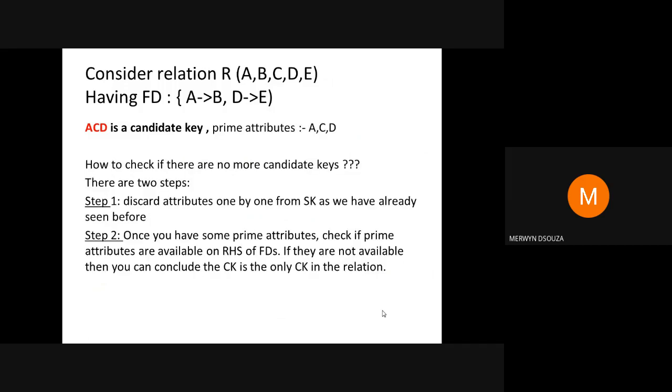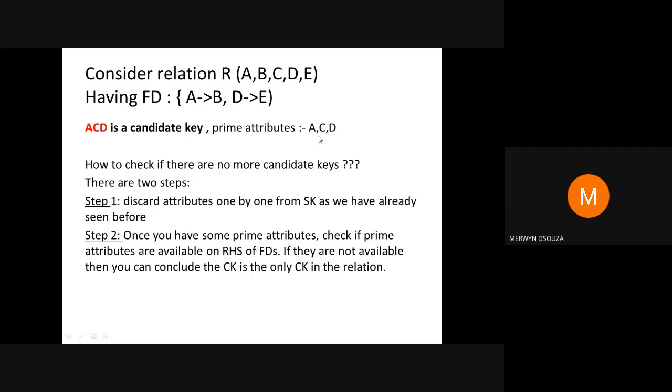How do you do that? There are two steps. The first step we have already done: discard the attributes one by one from the super keys. The second step is, once we have found the prime attributes, check if the prime attributes are available on the right hand side of the given functional dependencies. If they are present, then we need to do more steps. Otherwise, if they are not available on the right hand side, then you can conclude that the candidate key that you have found is the only candidate key in the relation.